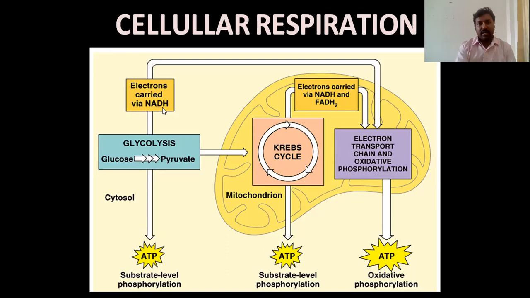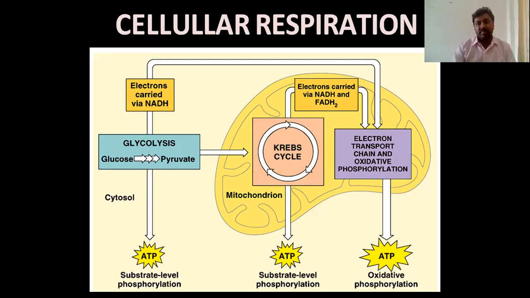The electrons are carried by NADH and FADH. In glycolysis, which takes place in the cytosol, there is substrate level phosphorylation. An example is when glyceraldehyde 1,3 bisphosphate is converted into glyceraldehyde 3 phosphate. There one ATP is synthesized. That is the substrate level. There is no oxidation there; the substrate alone is used to synthesize the one ATP. That's why it is called substrate level phosphorylation.